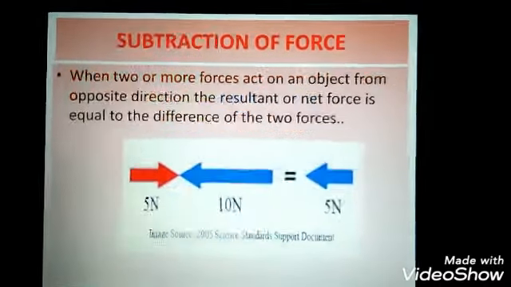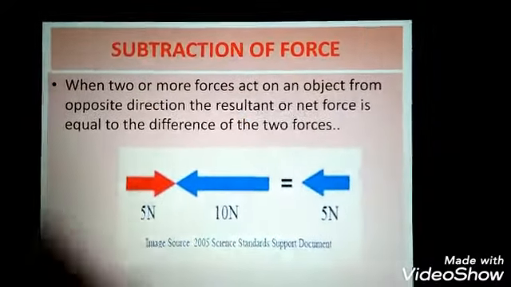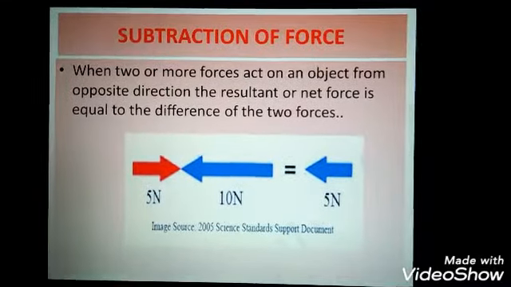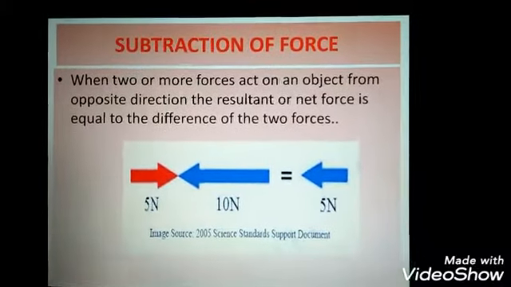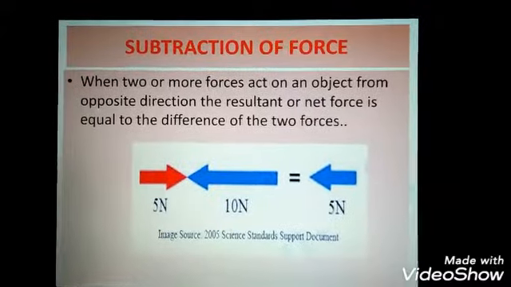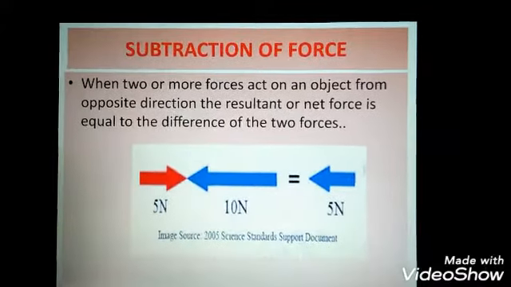Now comes the subtraction of forces. When the forces act from the opposite direction, what will happen? The resultant force will be the difference of the forces. For example, you are pulling a table towards yourself and you are again applying a force of 10 Newton.